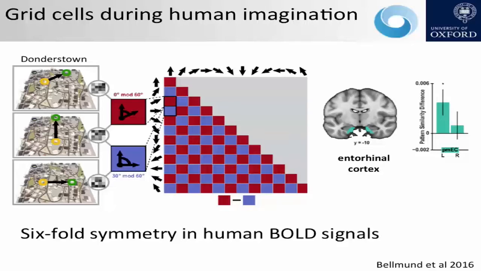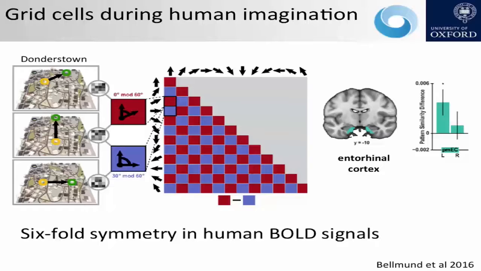And a later study tested this directly by asking whether you can see similar grid-like representations not only when people were navigating, but when they were just imagining trajectories through the environment. So this study, also by Christian Doller, trained participants to navigate through this virtual environment, which they call Donderstown. So it's a realistic kind of urban simulated environment. And then they placed them in a central location, or a number of central locations in the environment, and asked them to imagine navigating to target locations which had a particular angle of orientation with respect to the major axes of the environment.